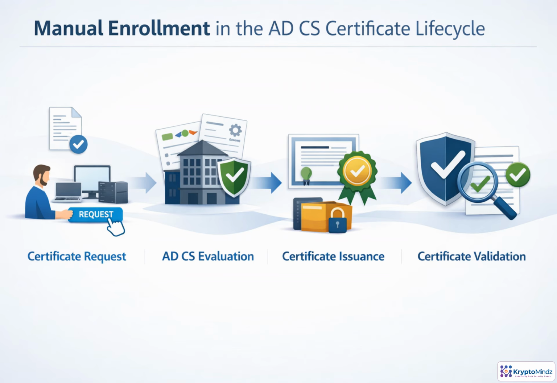Manual enrollment is a pull process. Nothing happens until someone explicitly asks for a certificate. A user, device, or service generates a request, usually creating a new key pair. AD CS then evaluates that request against templates, permissions, and CA policy to decide whether to issue. If it's approved, the certificate is created and must be installed into the correct store, bound to its private key. Finally, you validate that certificate to confirm it's trusted and suitable for the intended use.